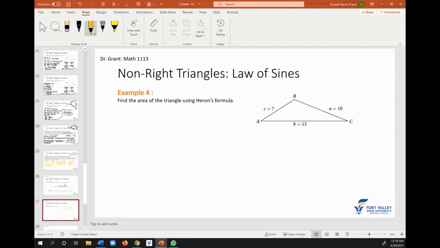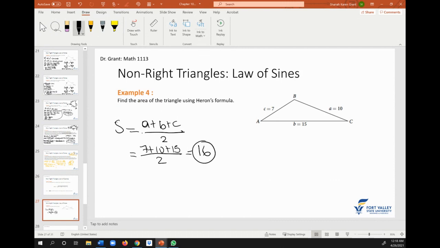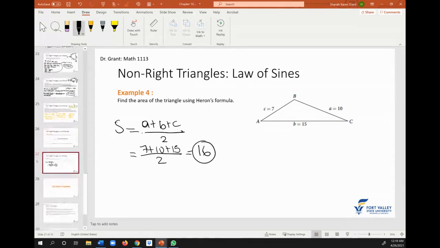So for instance, let's say we have this triangle and we want to find the area. All right, so first we'll need to figure out what this S that we speak of is, the semi-perimeter. Well, we're adding all the sides and dividing by 2. So this becomes 7 plus 10 plus 15 divided by 2. And so this is going to be 16.